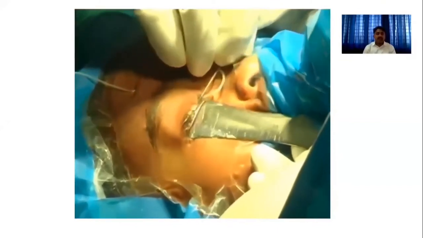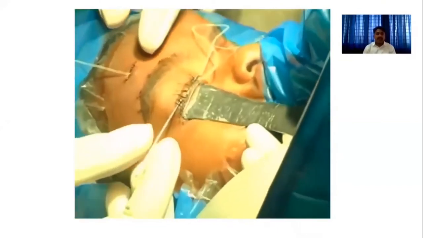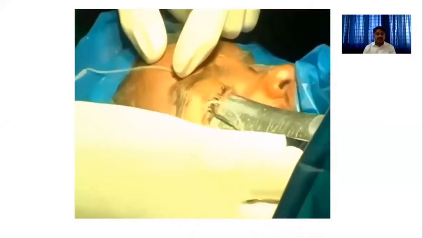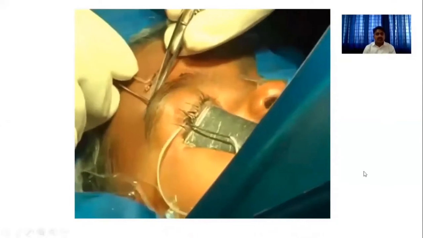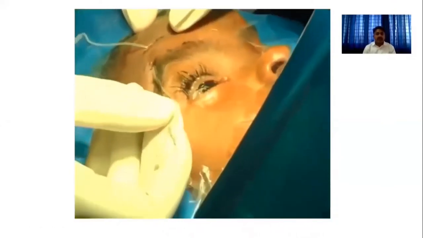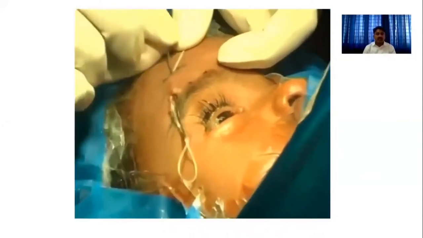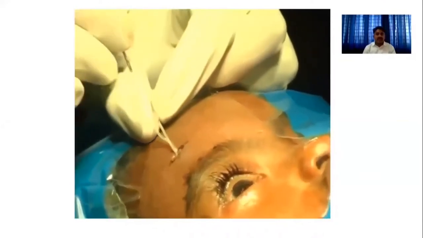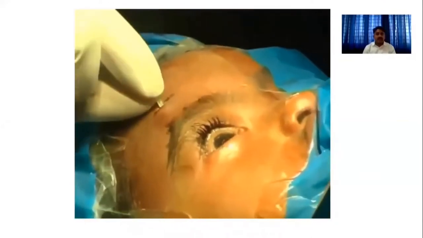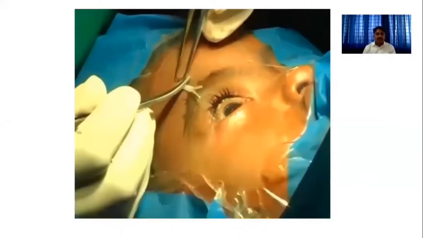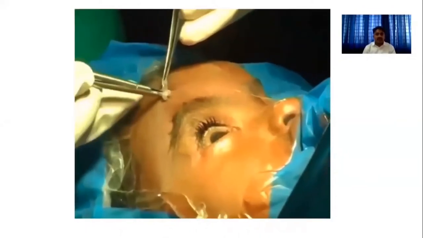And the correction is done through the main incision when the silicone rod is passed through the sleeve. So you can see now the rod is being placed on the brow, then it goes to the forehead. Once it comes out of the forehead, it is made to pass through a silicone sleeve, and then this sleeve is buried below the galea aponeurotica so that it does not get exposed. Right, so that is about the brow suspension.